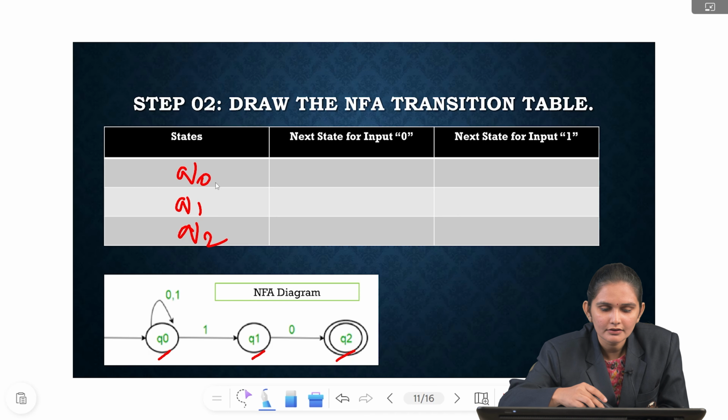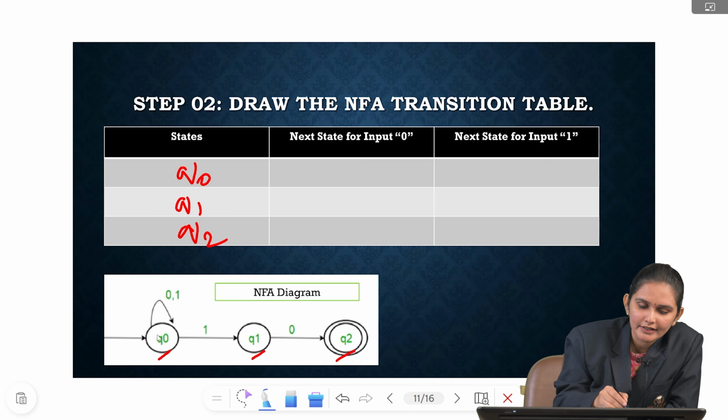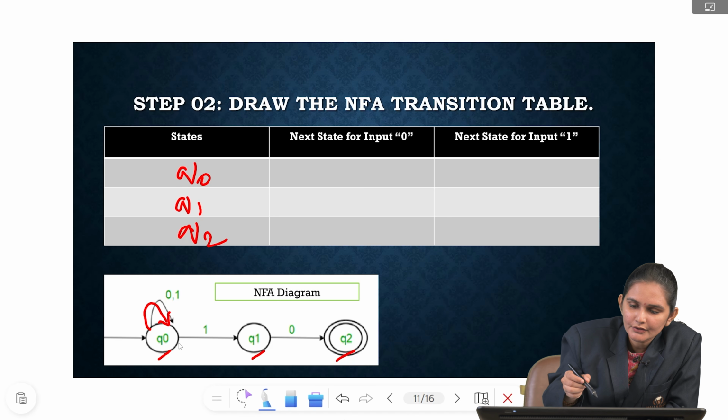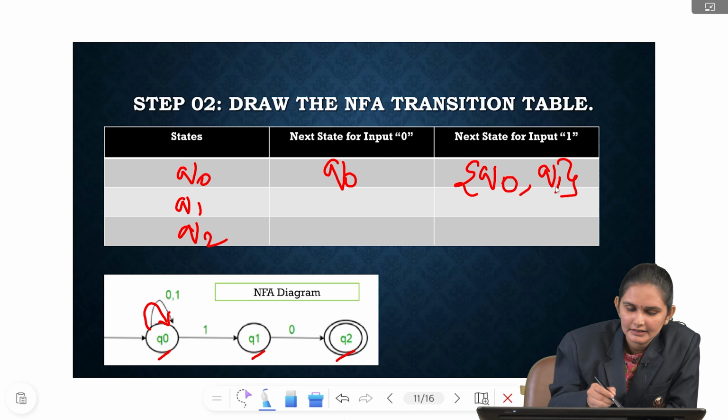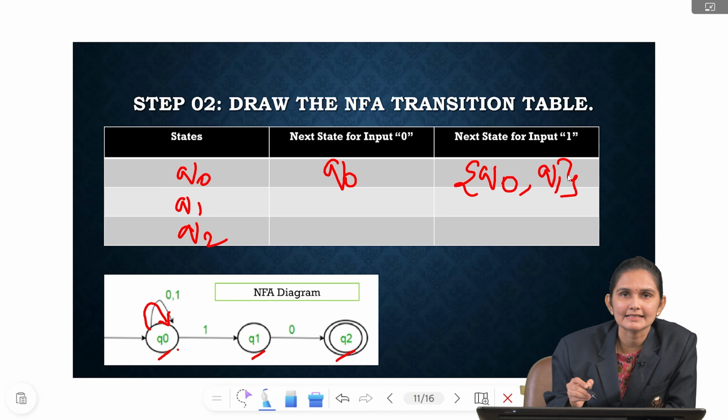Next, Q0 taking 0 as input, where is it going? Q0, taking input 0, is going to Q0 only. So we will write Q0. Q0 on 1, where is it going? It is going to two states: Q0 and Q1. You could see here Q0 is going to Q0 itself and Q0 is also going to Q1. So we wrote it like this as a set.